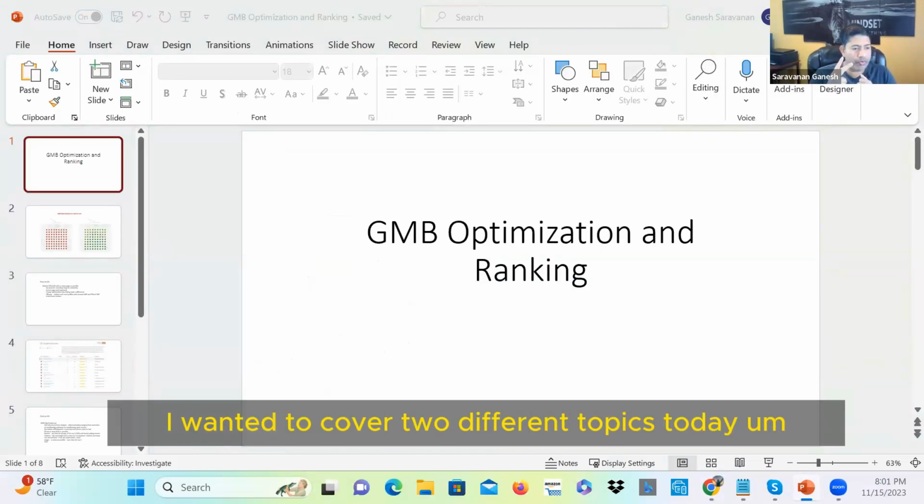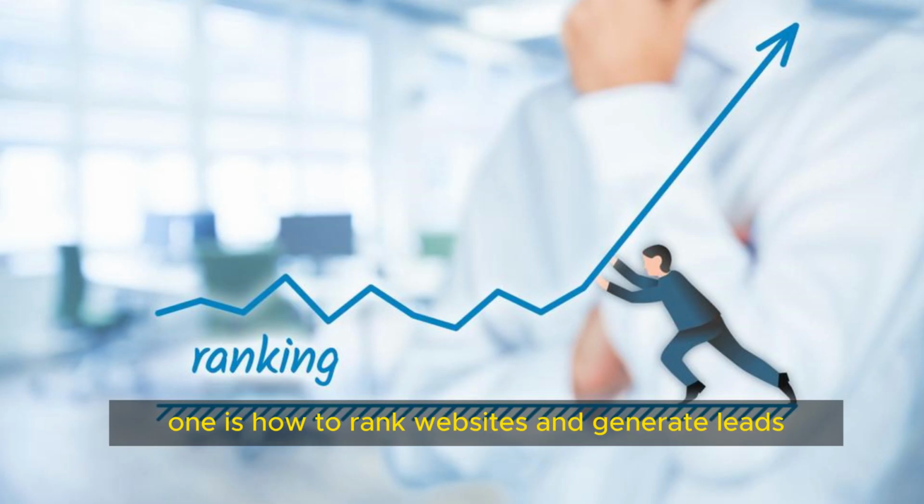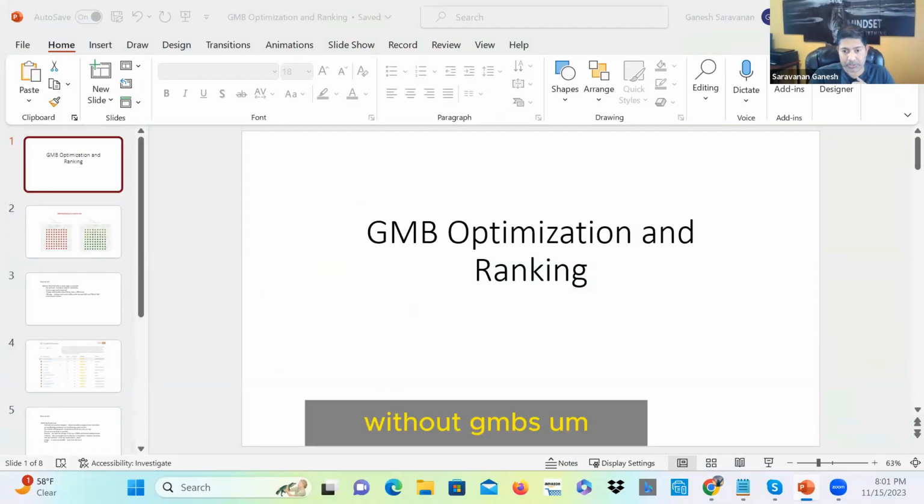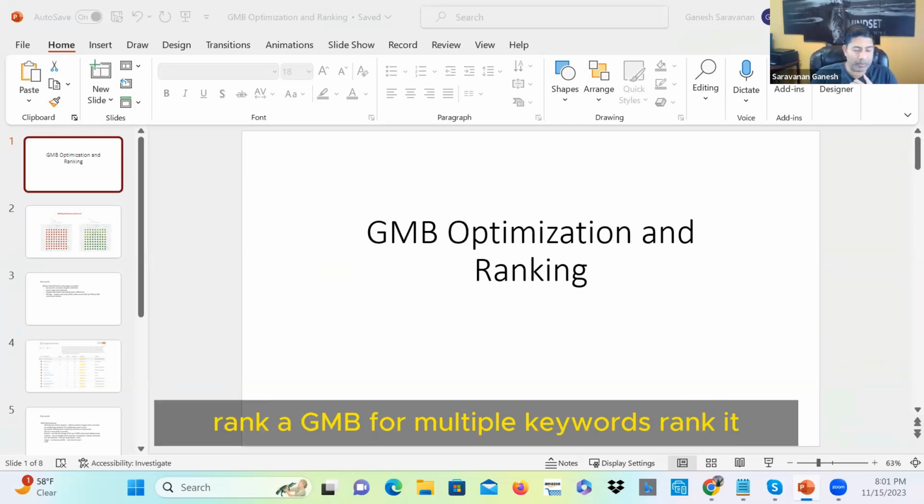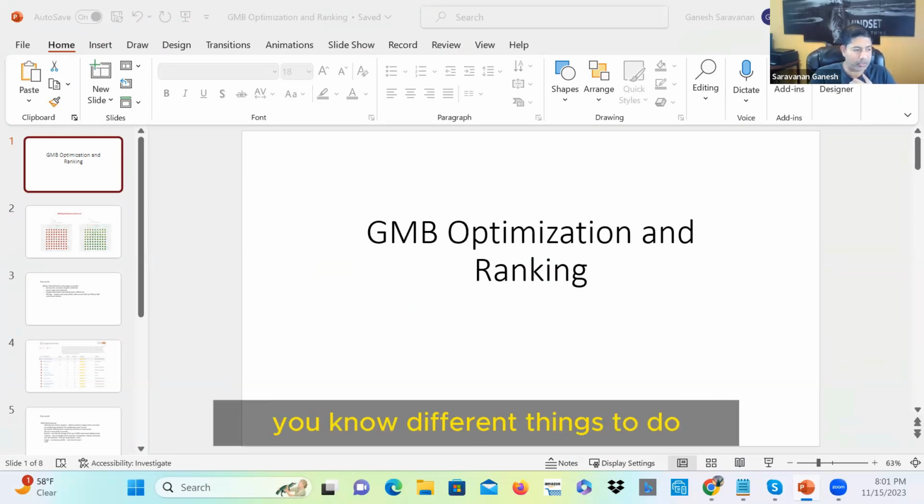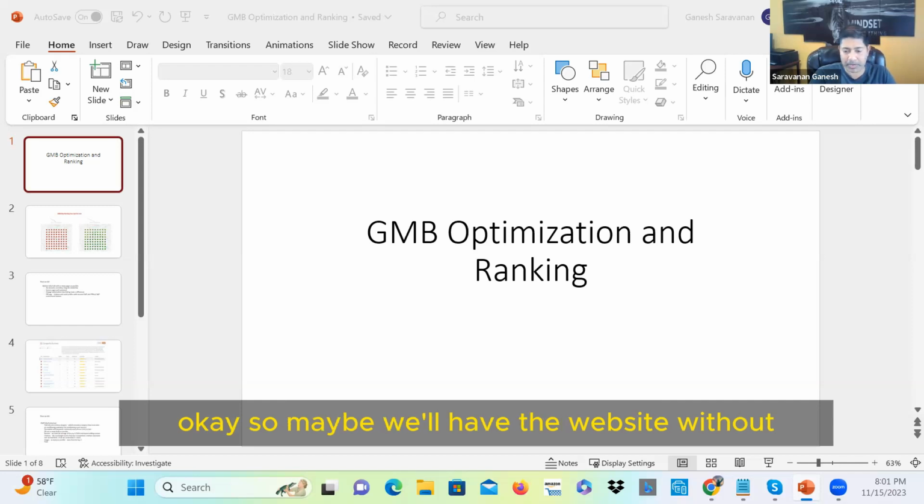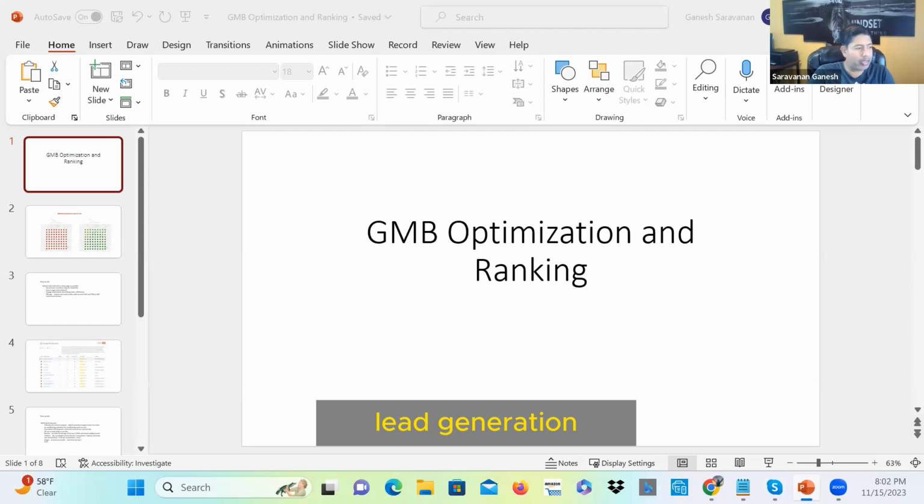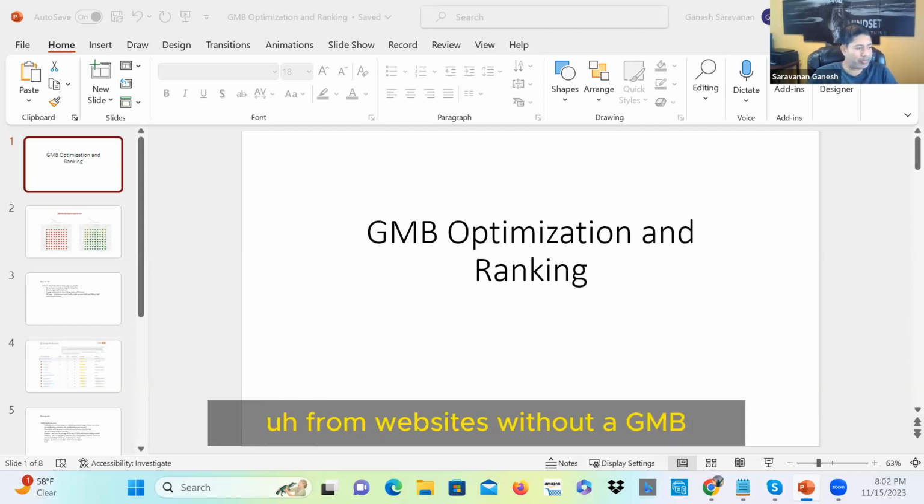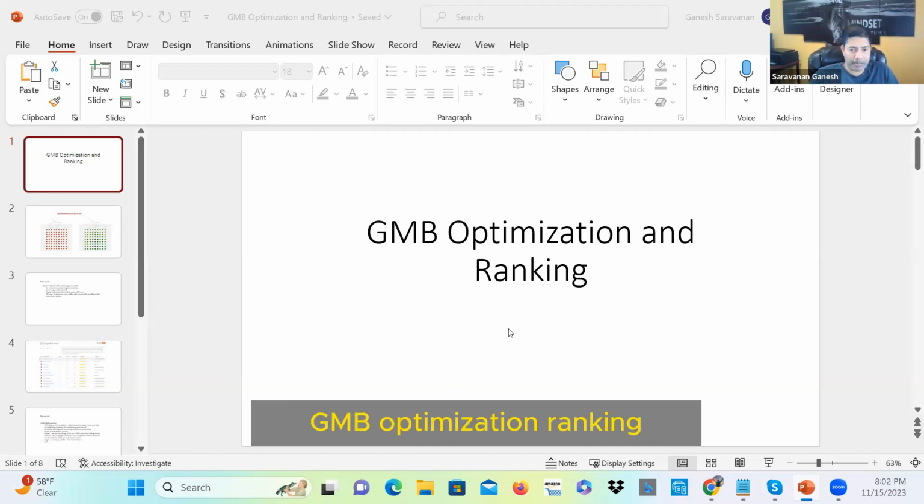I wanted to cover two different topics today. One is how to rank websites and generate leads without GMBs. And the other is how to rank a GMB for multiple keywords, and different things to do. Because at the end of the day, websites with GMBs produce a lot more calls than websites without GMBs, okay? So maybe we'll cover generating calls from websites without a GMB another day, but we'll just jump into GMB optimization and ranking.